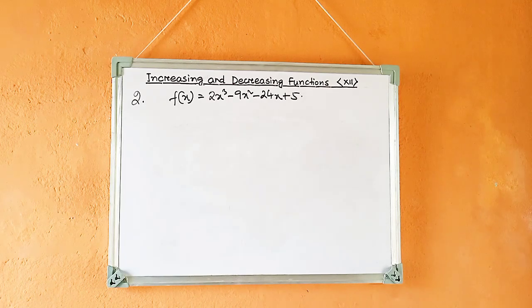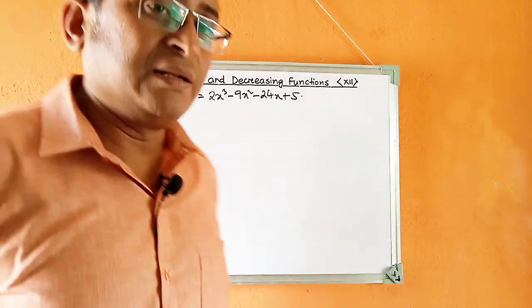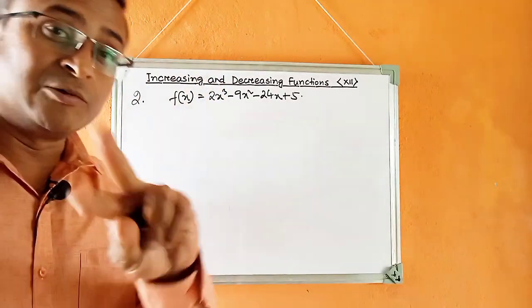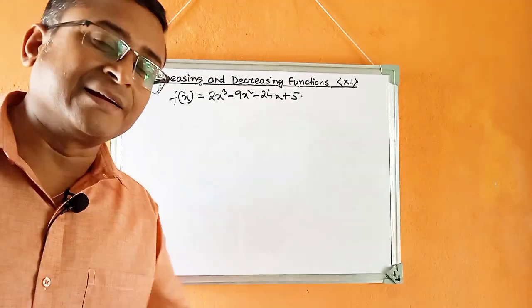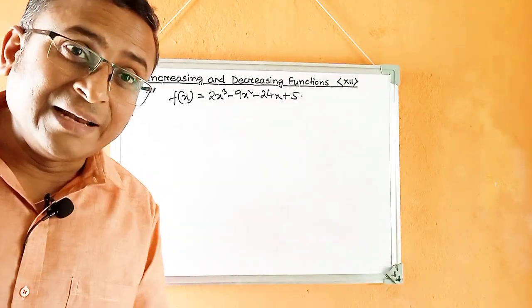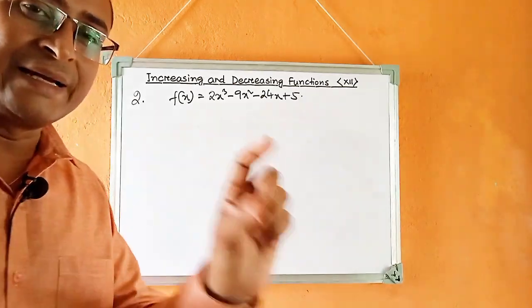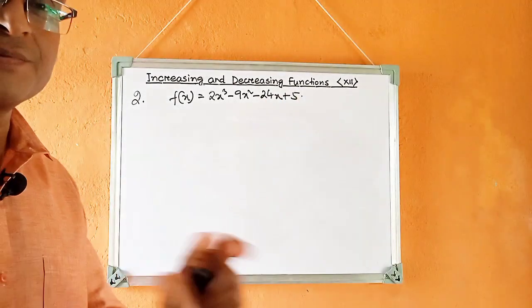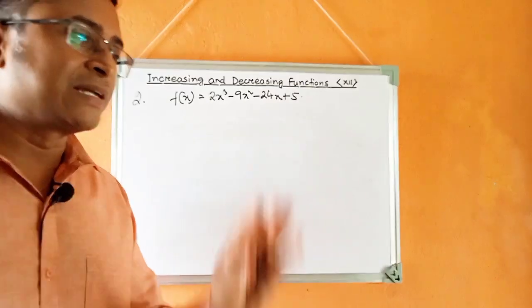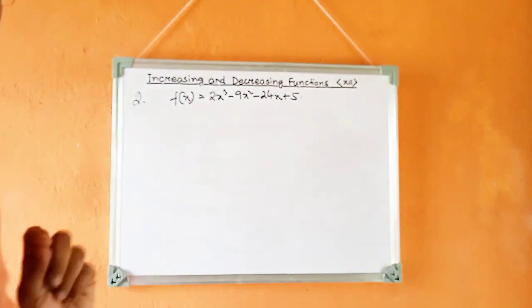Now the question is: find the range of values of x for which the function f(x) is strictly increasing and strictly decreasing. Now come one by one. Strictly increasing means greater than 0, not equal to. In case of strictly decreasing, less than 0. So find out the range.